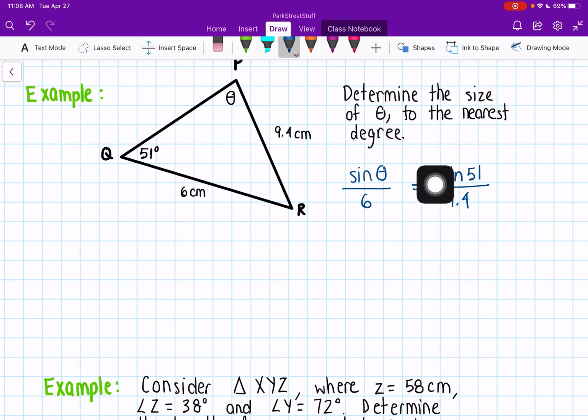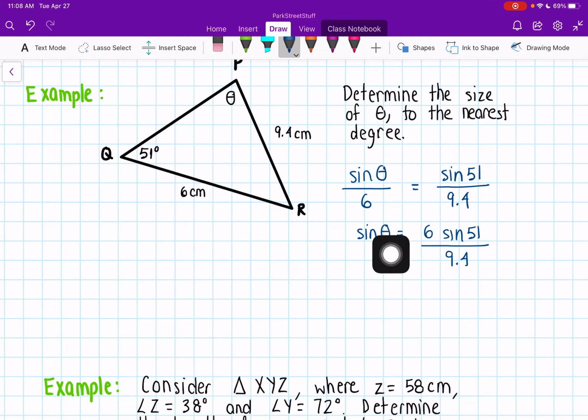So in order to get the theta, I'm actually first going to have to get sine theta by itself. So to do that, this 6 that's being divided is going to get multiplied. So we're going to say sine of theta is equal to 6 times sine 51 all over 9.4. And we're still not going to use our calculators because we're not there yet.